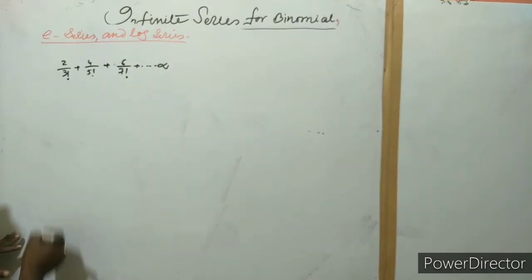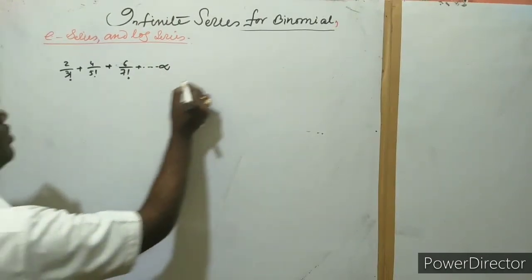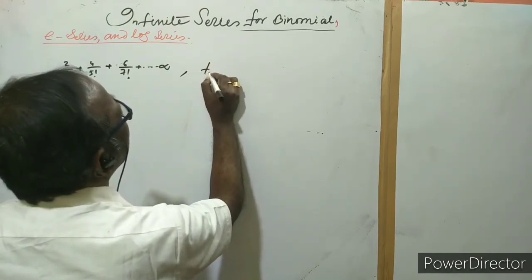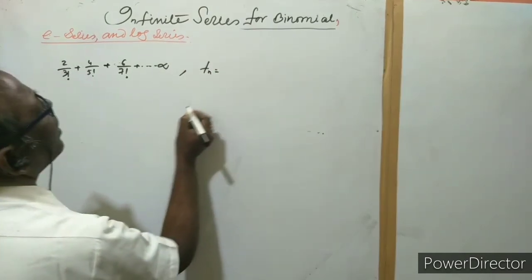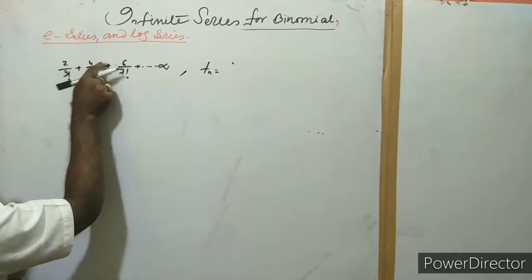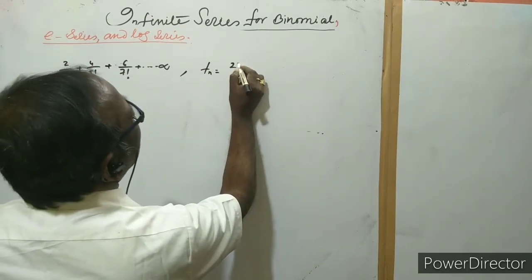Now we have to find the nth term. We always find the nth term, and after that we proceed. The numerators are 2, 4, 6, which is 2 times n.